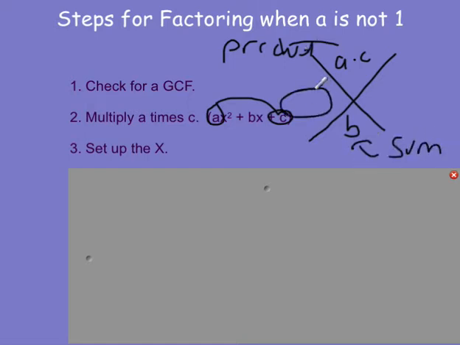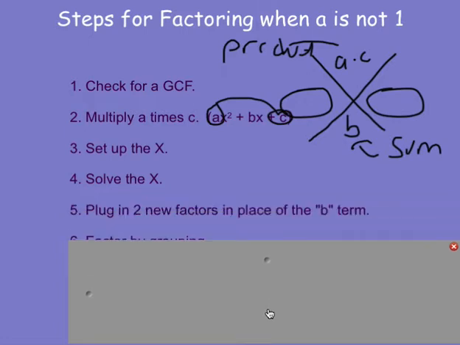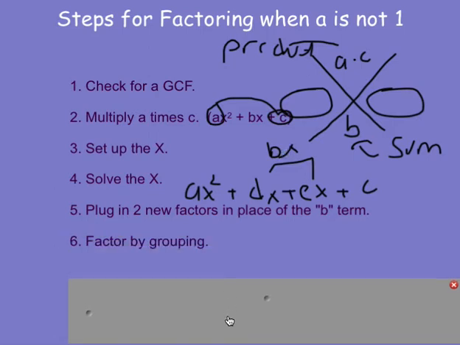So you're going to play a number game. You're going to try and figure out what multiplies to the top and adds to the bottom. Then you're going to solve the x. That's that number game I was just talking about. Then you're going to plug the 2 factors in place of the b term. So basically you're going to split up the b term as 2 factors. This will still add to be bx. But we're splitting it up so we have 4 terms, because once we have 4 terms, we can go ahead and factor by grouping. So that's why we do that.